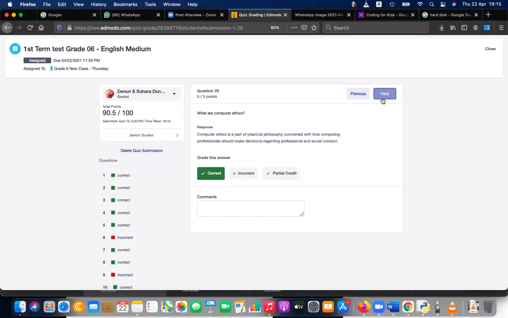What are computer ethics? Computer ethics are part of the, okay, so this is the Wikipedia answer, right? So simply you can say, a set of good practices to be followed when using the computer. That is called computer ethics. It's a set of good professional practices.